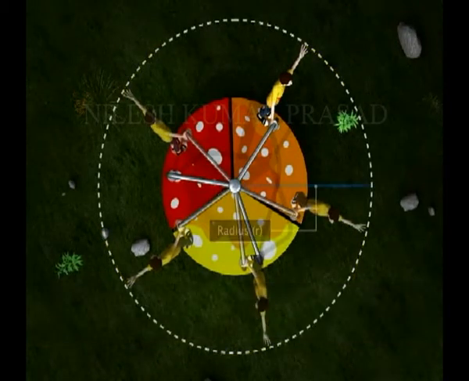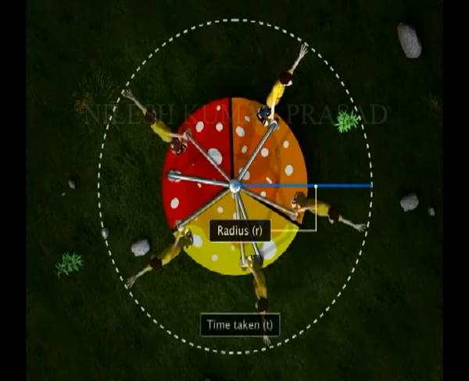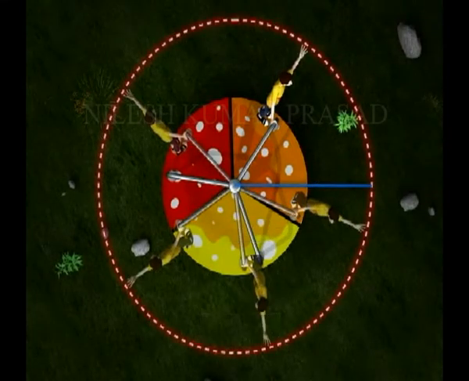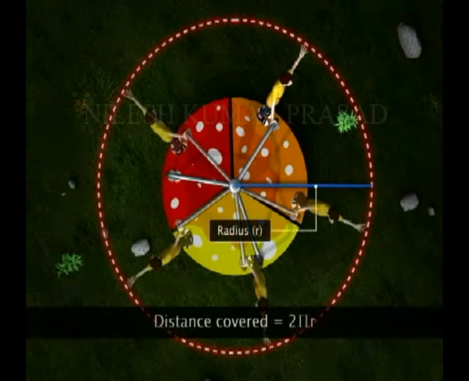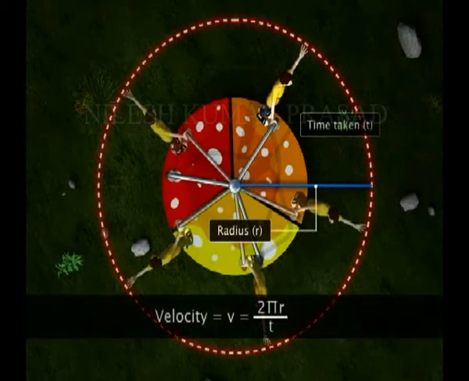If we know the radius r and the time taken t to complete one rotation, then we can calculate the distance that the boy's finger covers per unit of time. This distance will be the circumference of the circle, whose radius is r. Circumference is calculated by the formula 2 pi r. If we know the time taken to complete one round, then we can calculate the boy's velocity by using this formula.